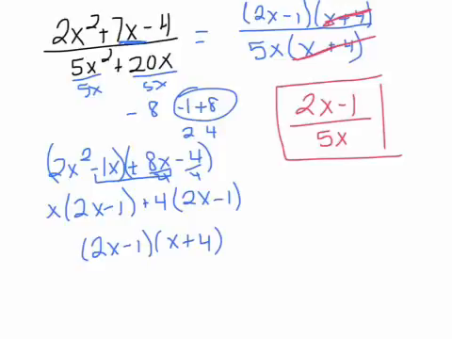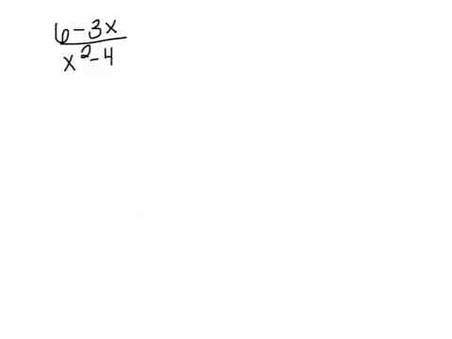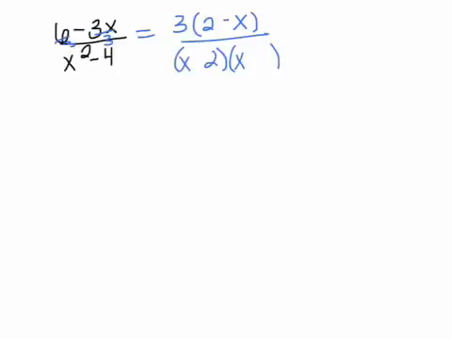Let's try one more. The first thing we're going to do is factor. The numerator I can factor out a 3. When I factor out a 3, I'm dividing it out of both. I'm left with a 2 minus x. The denominator is the difference of two perfect squares. So the square root of x squared is x. The square root of 4 is 2, one plus and one minus.